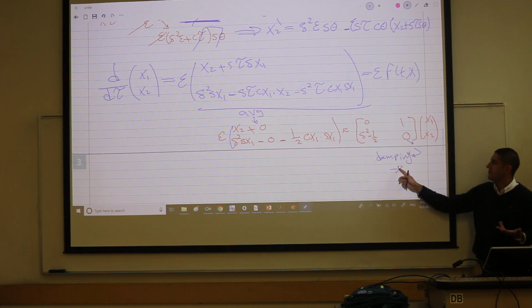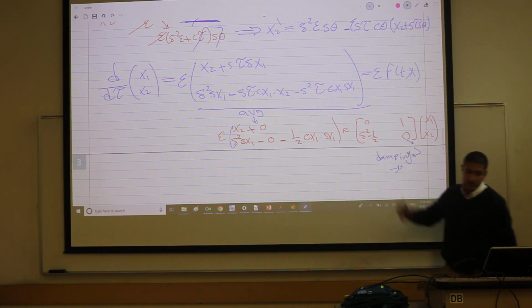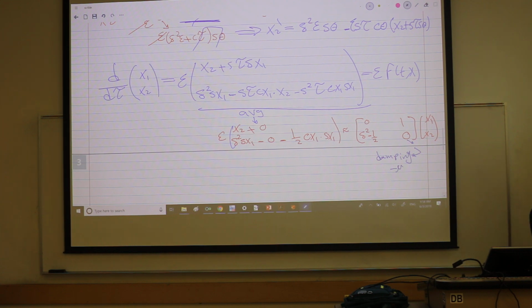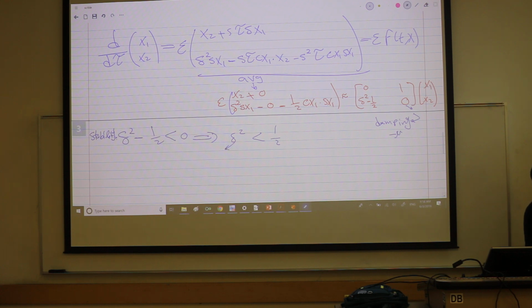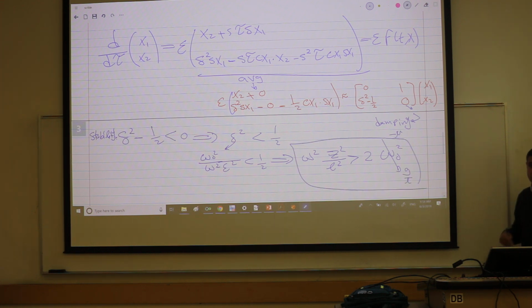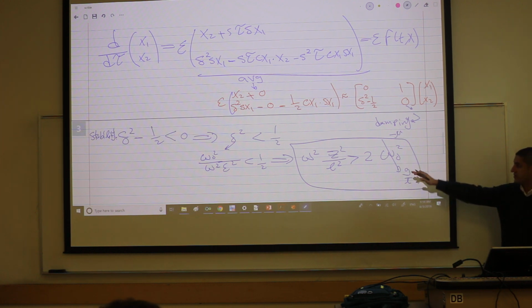So if there is damping, this would have been negative already. And this one remains to be the stiffness, which needs to be negative. So delta squared minus half should be less than 0 for stability. So delta squared is less than half. And what is delta squared? This was omega naught squared over omega squared epsilon squared. So omega squared z squared over l squared is larger than 2 omega naught squared, which is g over l. Your stability criterion, okay? So we could derive a stability criterion.